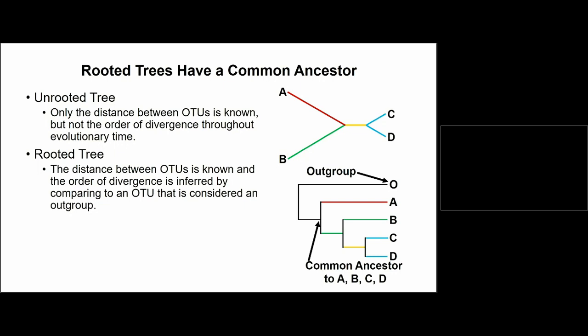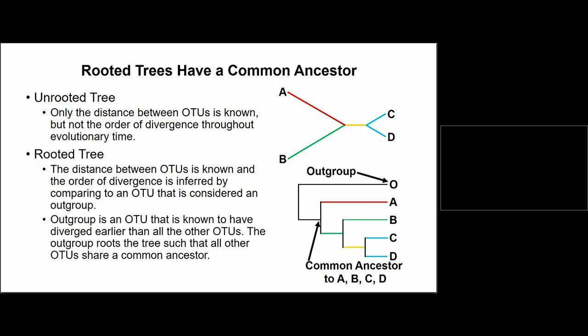Typically it's rooted because we have an outgroup, which is a group that we know is the most distantly related to the other groups. And that is what we call rooting our tree. So if we know that this particular organism is the furthest away from the rest of them, it gives us a root for our tree. We're going to mainly focus on these rooted trees here.